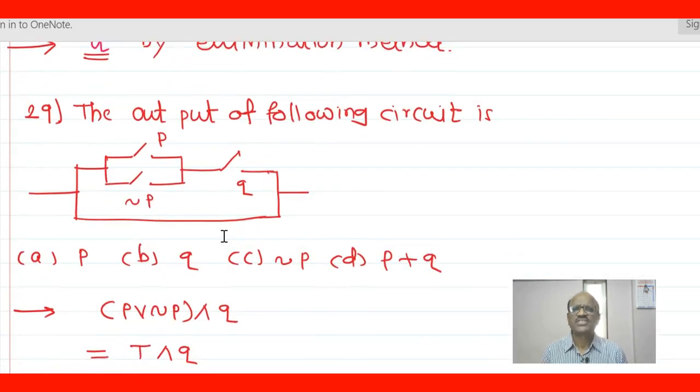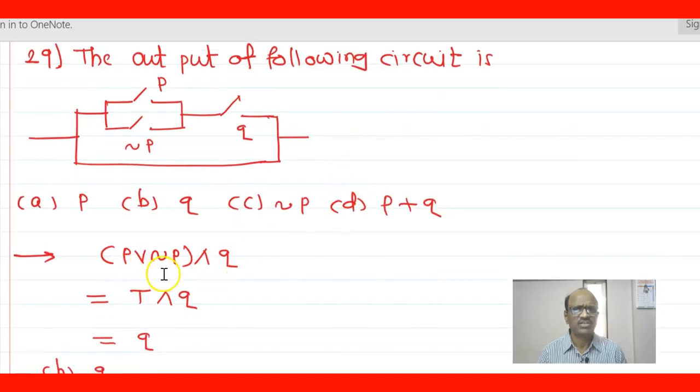Now again the question from the logic: the output of the following circuit, where the circuit is given in this manner. There is a P and the negation of P, and they are in series. Now find out this: P or the negation of P, and Q. For this circuit we see that these two are in series, joined by the AND, and these two are parallel, therefore (P or the negation of P) and Q.